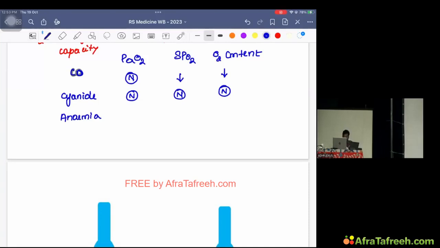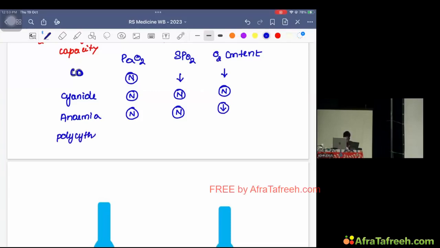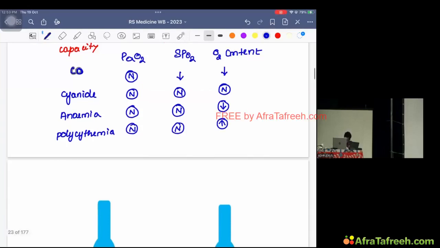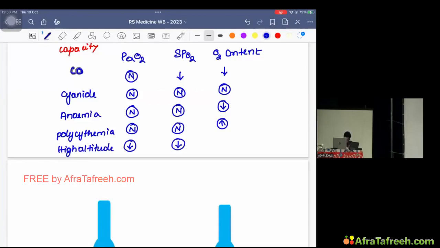In anemia, what is going to happen? PaO2 will be normal, SpO2 will be normal, but the dissolved oxygen content in the blood will decrease. Whereas in polycythemia, PaO2 is normal, SpO2 will be normal, but the dissolved oxygen content in the blood will be increased. When you go to high altitude, PaO2 will decrease, saturation will decrease, and dissolved oxygen content in the blood will decrease.